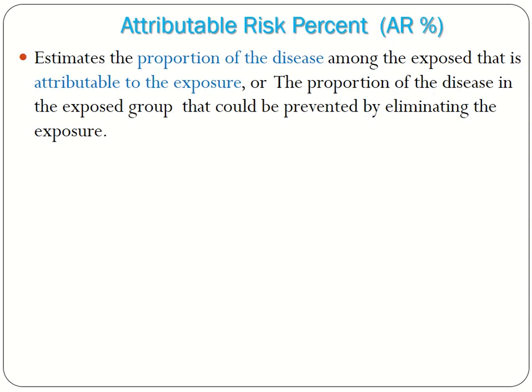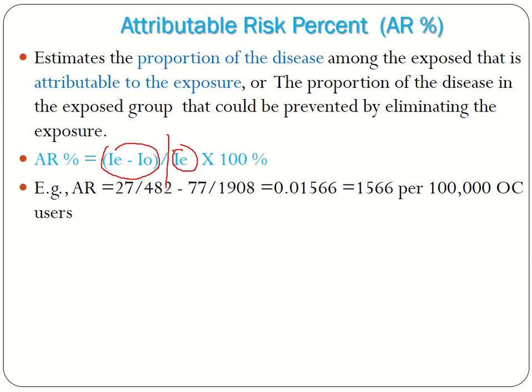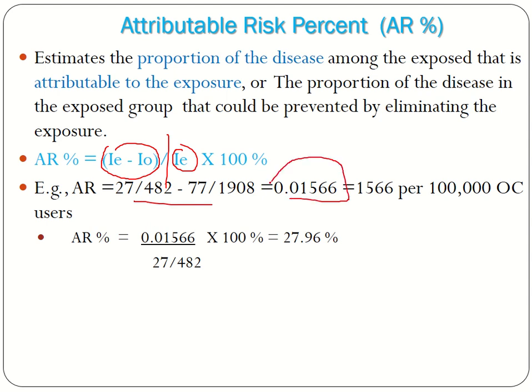So what's attributable risk percent? As we said before, we convert it into a proportion, or into a percent. This is how you calculate it. After calculating the attributable risk, we divide it by the incidence in exposed and multiply it by 100%. So with the same example from before, what will the attributable risk percent be here? When we calculate, we get 0.0156. We multiply this by 100%. The attributable risk, the pure attributable risk, we divide by the incidence in exposed, which is 27/482, and then multiply it by 100%, and we get this number, 27.96%.